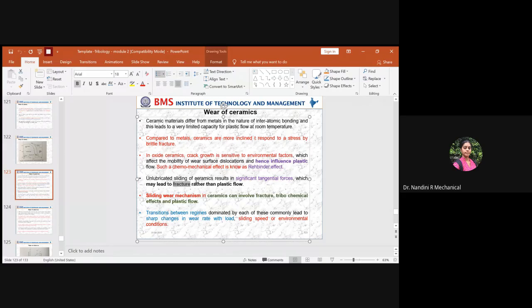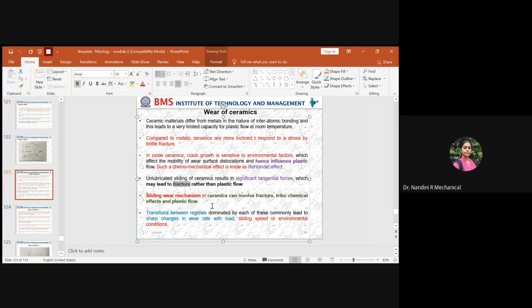So this is the main difference between the wear in ceramics and the wear of metal. In ceramics it easily leads to fracture, not plastic deformation. In case of metal, it easily leads to plastic deformation rather than going for fracture. Why? Because it depends upon the nature of the material you are selecting. Here in case of ceramic, it is brittle in nature and hence it leads to fracture.